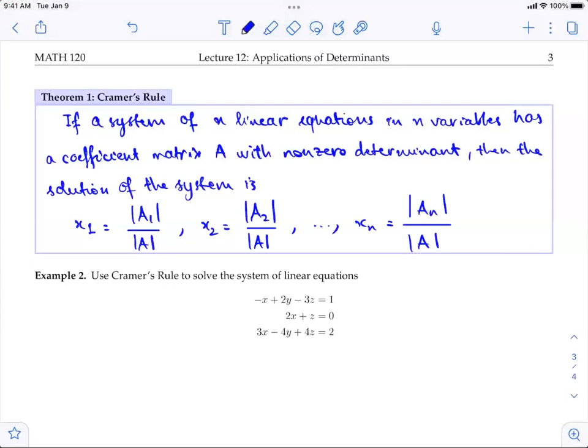Remember, for A1, you remove the first column of A and replace that with the right-hand side. For A2, you remove the second column of A and replace that with the right-hand side. And for A sub n, you remove the n-th column and replace that with the right-hand side. Hopefully that makes sense. Then you calculate the determinants of A1, A2, and so on, and divide by the determinant of A to obtain the solutions x1, x2, up to xn.